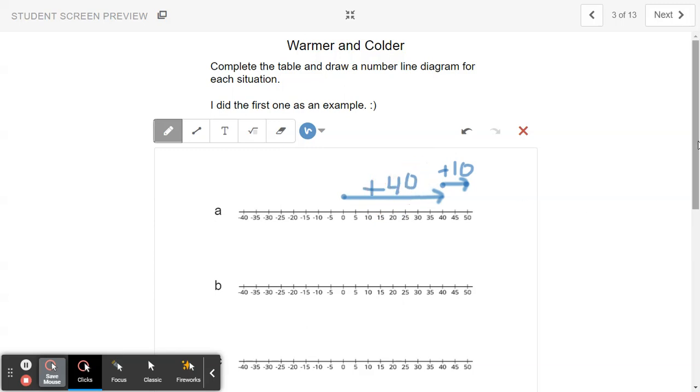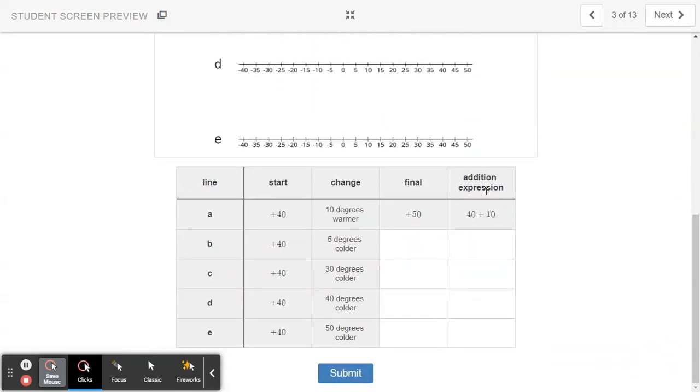So if we look at an addition sentence for what's happening here, we had 40. And remember, mathematicians don't write a positive number in front of it, so it's just 40 plus 10 degrees. And that's 10 degrees warmer, so that means that's a +10. So 40 plus 10. So now let's try B.